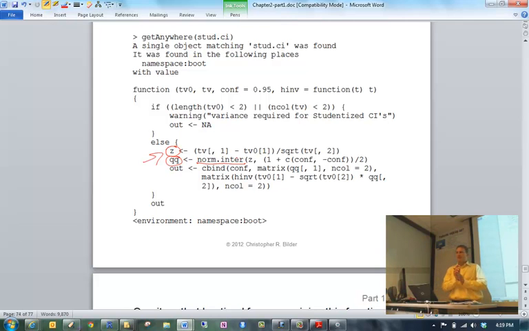Normal interpolation. You've heard of interpolation, probably in other classes before. And basically, this function then gives me my corresponding quantiles that I need. So you see conf there, conf corresponds to that by default, or is passed in from the boot.ci function. But well, what does norm.inter do? Well, again, you can look at the function and see exactly what it's doing.